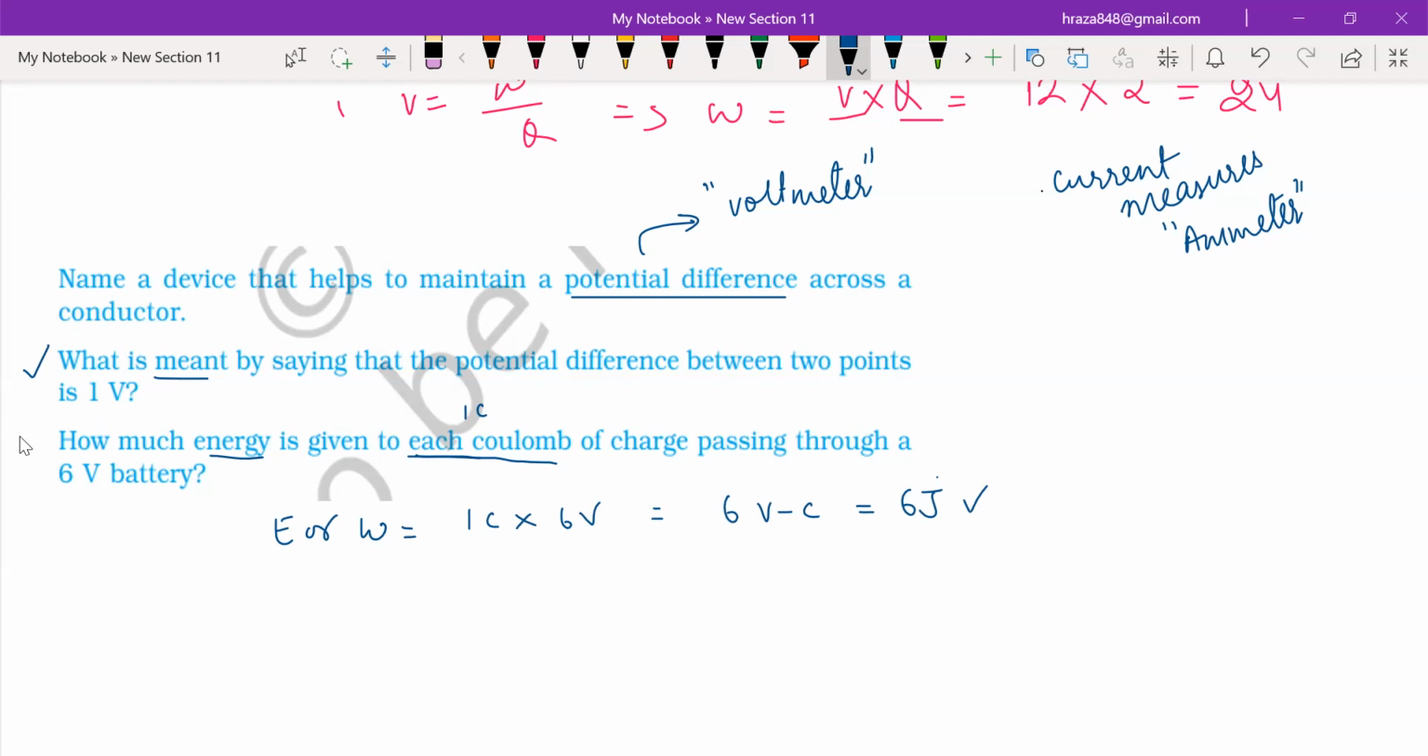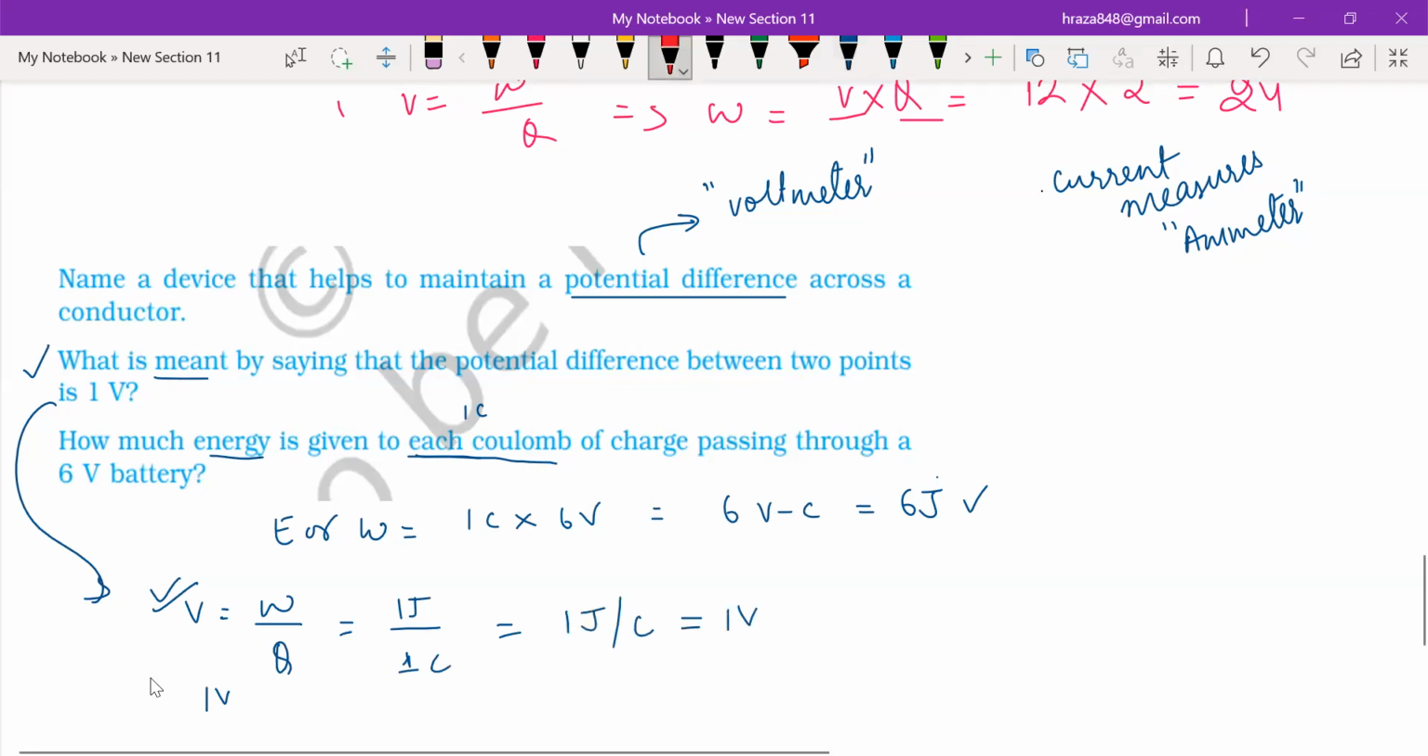See, potential difference has a formula W by Q. How will you get the value 1 V? It is only possible when you do work of 1 joule for a charge of 1 coulomb. That will give you 1 joule per coulomb. That is known as 1 volt. So this is the mathematical expression.